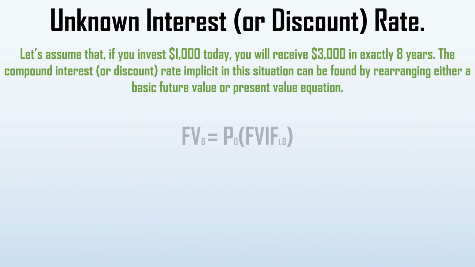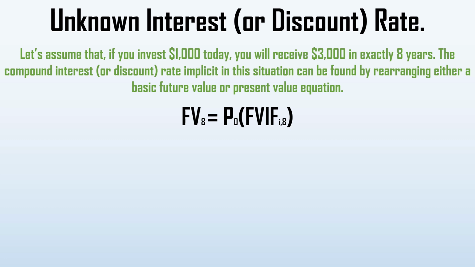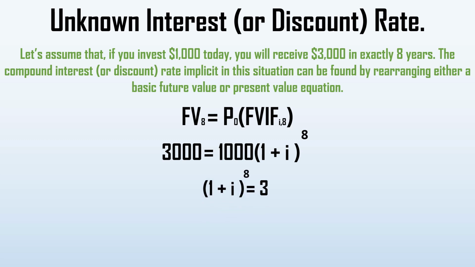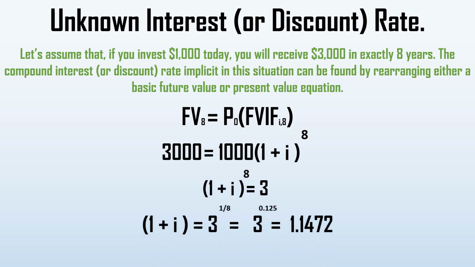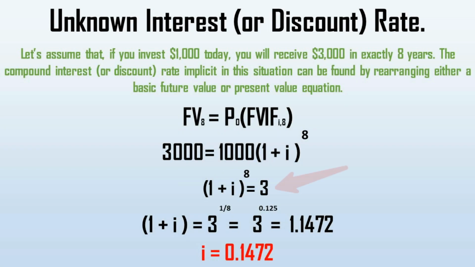So let's do it. This is a simple future value equation, so we can put our given values here. FV is 3000, P0 is 1000 multiplied by (1 plus i), that is unknown, to the power 8. So by shifting 1000 to the other side, that will be 3000 divided by 1000, and we get 3. After this we have to shift the exponent to the other side, and as you know in mathematics, if you shift the power to the other side, it will reverse itself. It will be 1 divided by 8.